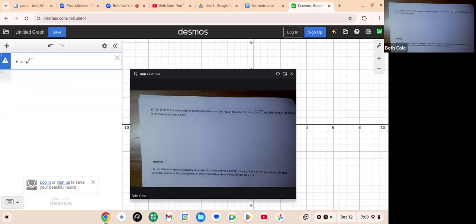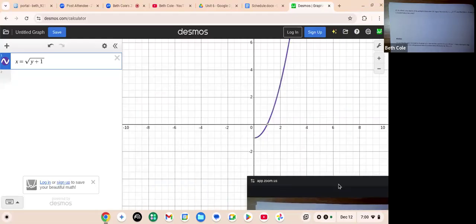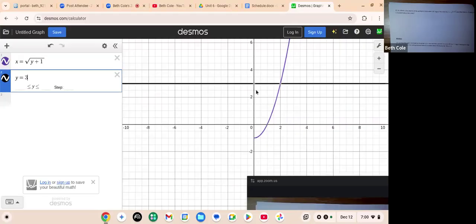Right, x equals square root y plus 1. And then let's see, we have that. The line x equals 0, so it's just going to be the y-axis. And y equals 3, I'll just type that in for good measure. So, this area right in here. And we are going to revolve that around the y-axis. So your ghost shape would be kind of over here. So we want to go from -1 up to 3. We want our boundaries to be y values.